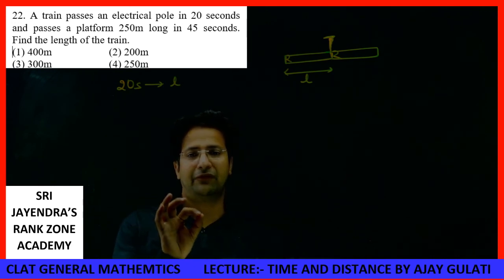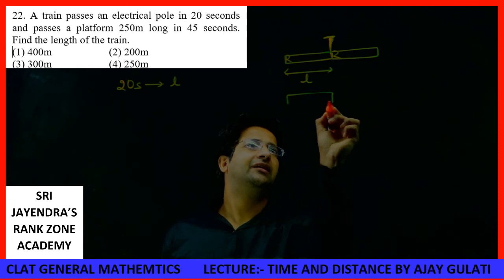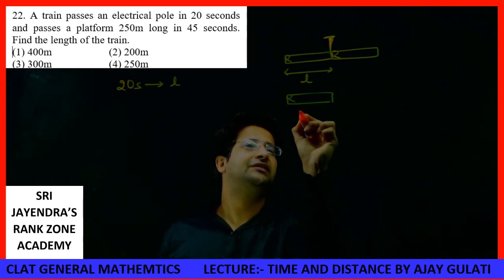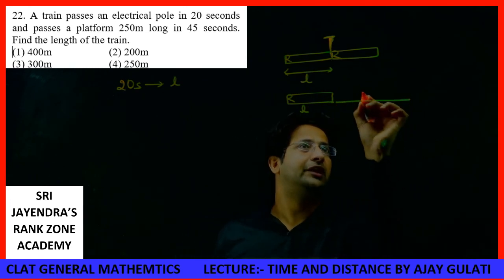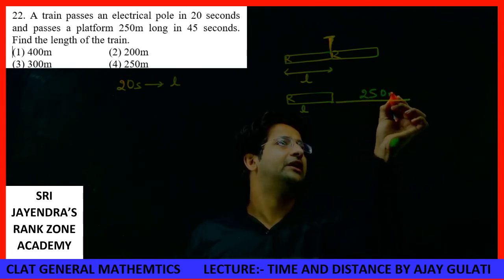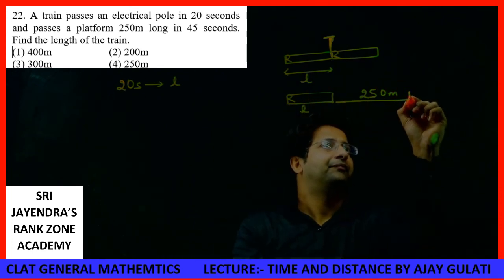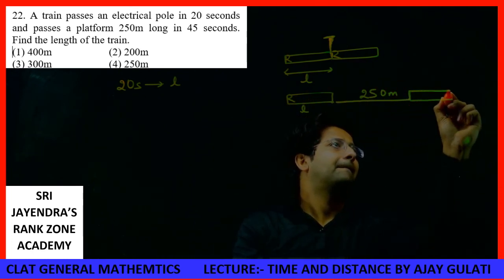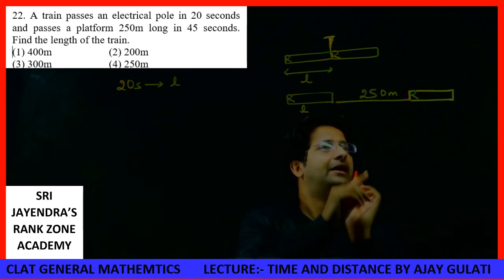And passes a platform 250 meter long in 45 seconds. Now look, this is again the train. This is the rear end of the train. This is the length of the train. It crosses a platform. Let's say this is a platform. The length of this platform is 250 meter. Fine. This part reaches over here. This rear part reaches over here.